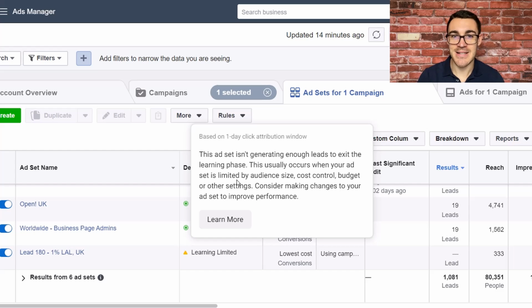So just be aware of that. That's why it's the last thing I would look to change. But it doesn't mean it's not true, okay? You could have a campaign that is not generating any conversions.